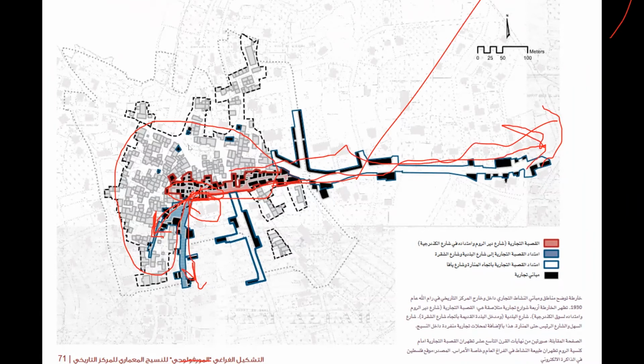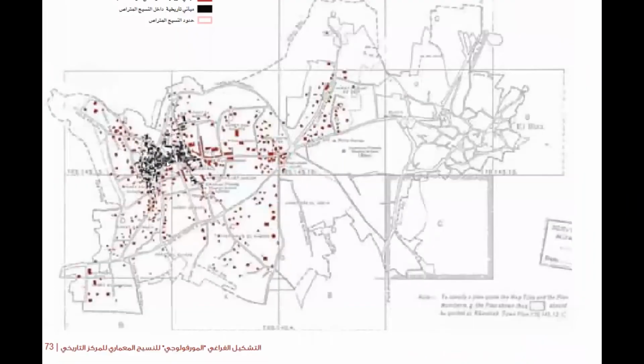Here again, there is a map where you can see the old fabric, and this is what happened by 1935 maybe. So we can see the whole development going to the new city center and also in the adjacent areas.